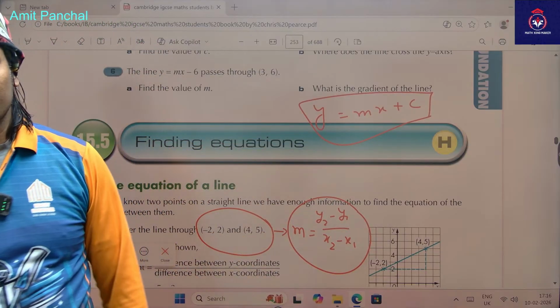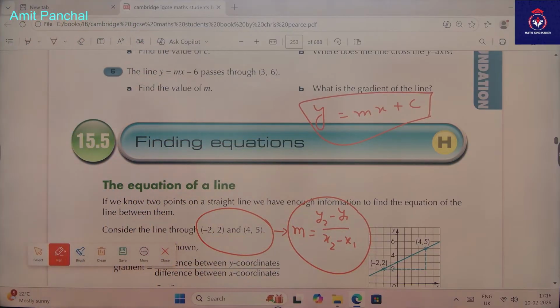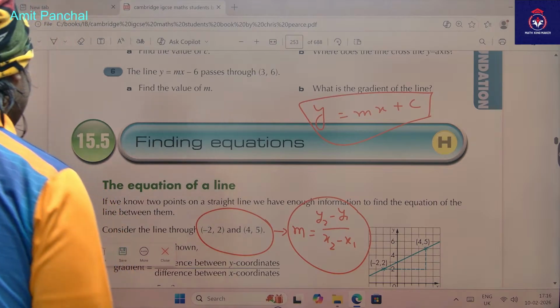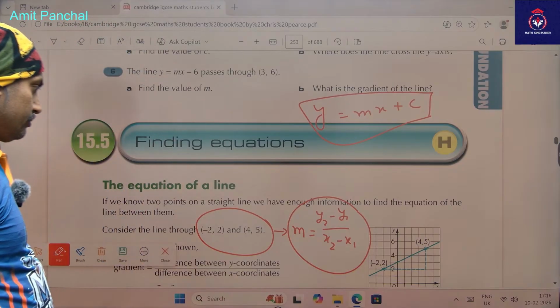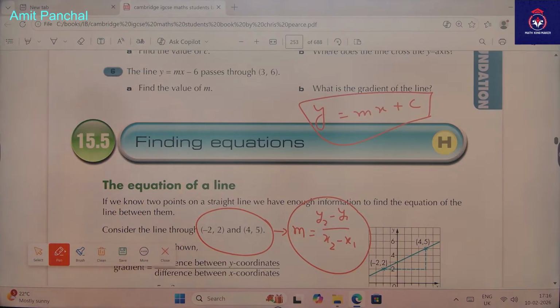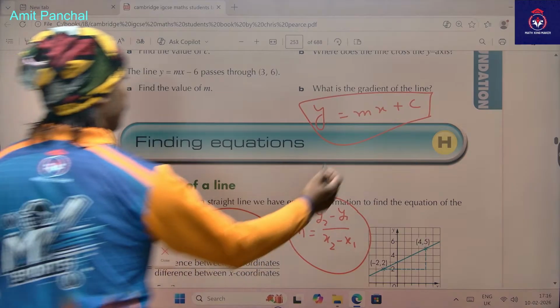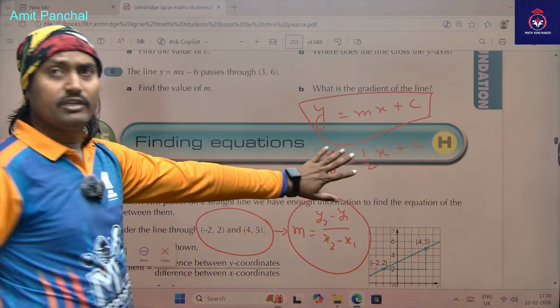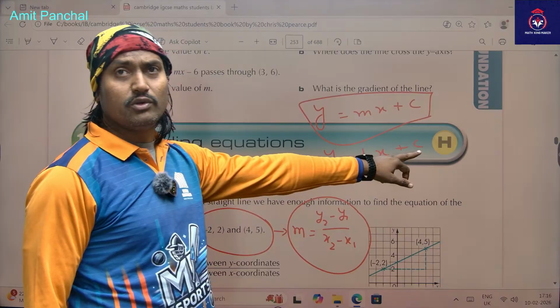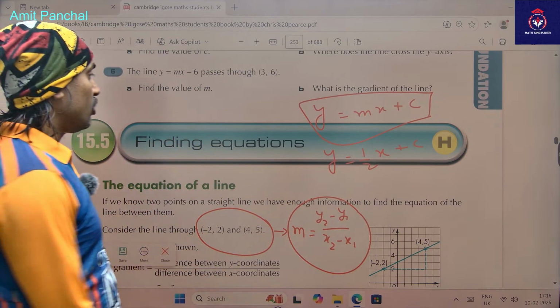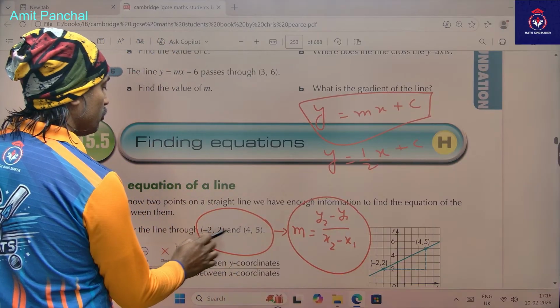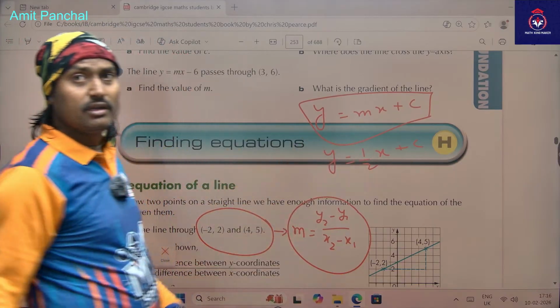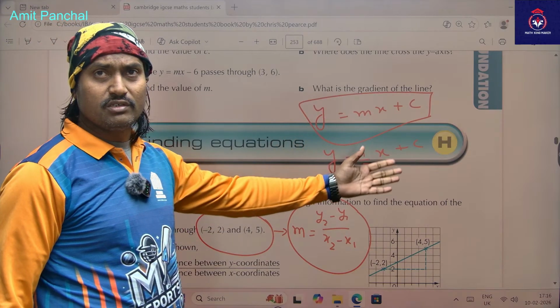Just calculate your slope. What is the slope? So it's 5 minus 2, which is 3, over 6, 1 by 2. So your slope is 1 by 2. If you put m as 1 by 2 here, now this is your straight line, but here c is also unknown. So how to find c? Because this line is passing through minus 2, 2 and 4, 5, either of the points will satisfy this equation.